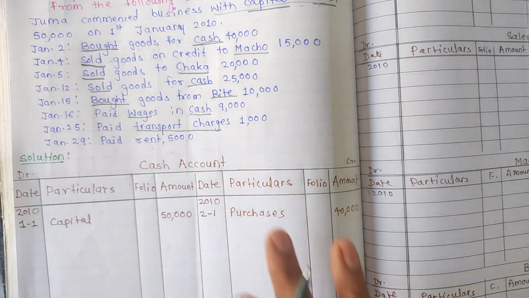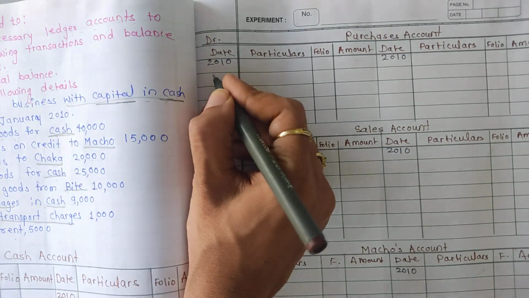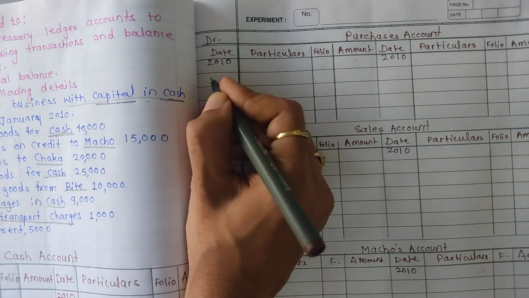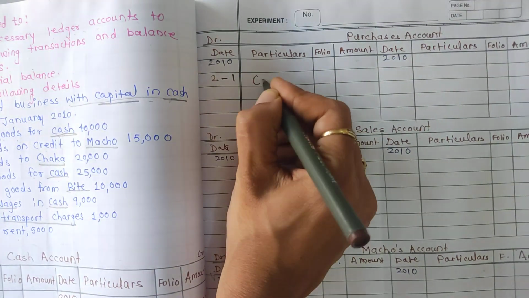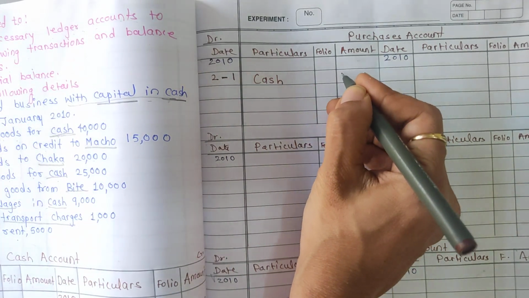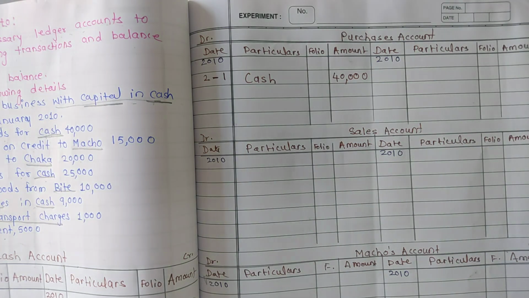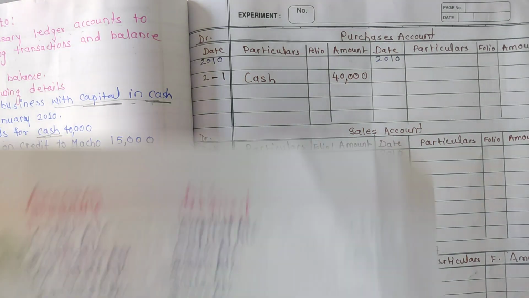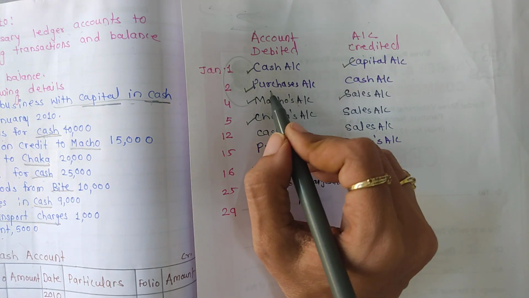And now in the purchases account, the effect will come on the debit side. See, in the cash account, credit side. So in the purchases account, on the debit side, the date is 2nd January. While writing here, you will write down the word cash, and the amount given for purchases is 40,000. If I explain it like this, which account is debited?